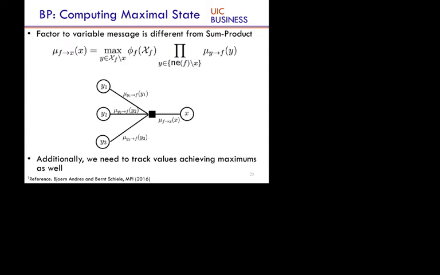Previously you had a summation over all y's which are in the scope of the factor but not the target variable to which you are trying to send a message. So the message changes from a sum to a max operation. That's why it's called a max product algorithm. In addition, you need to track the values achieving the maximums as well. You need to have a store to remember which y star, in this case y1 star, y2 star, y3 star, have to be remembered. So this is what we saw last time.